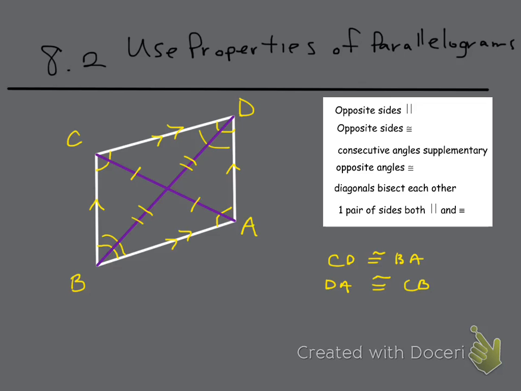And then finally, you have one pair of sides both parallel and congruent. That's just restating what we've already talked about at the beginning. So that's your six properties of parallelograms.